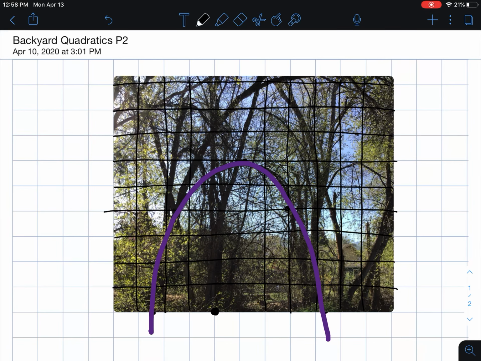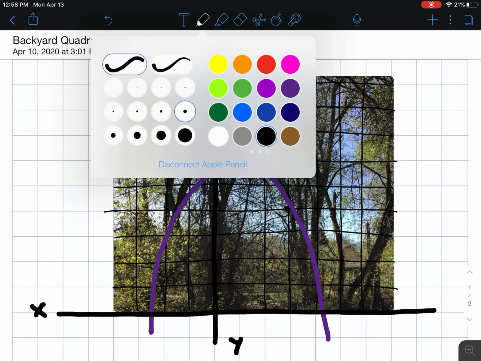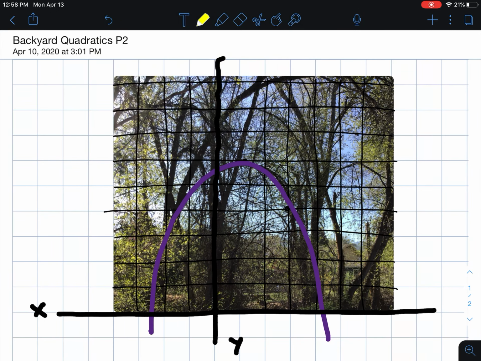Which means my x-axis is pretty simple, straight across, basically ground level, right? And then my y-axis, I'm going to try to stick to the trunk of that tree as much as possible. That's going to be my y-axis. Then what you need to do from here is come up with a couple of points. The first point, as you know, that is most critical is our vertex. And the vertex looks to be about right there.